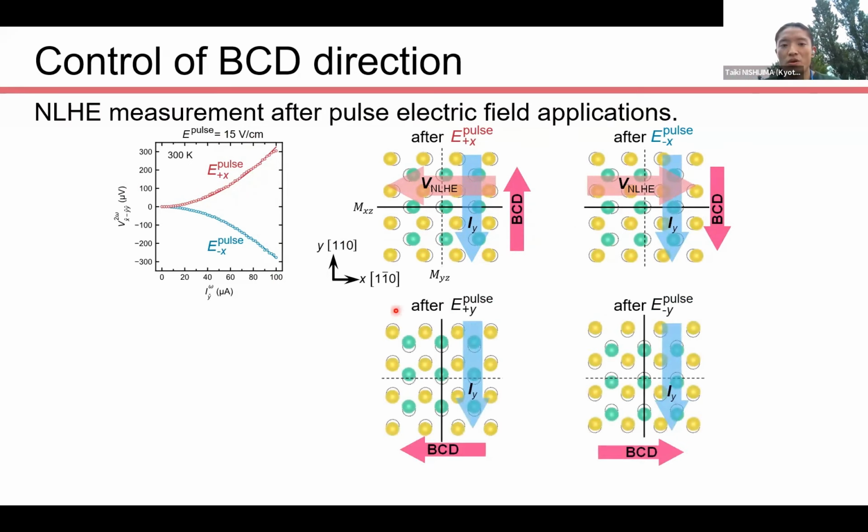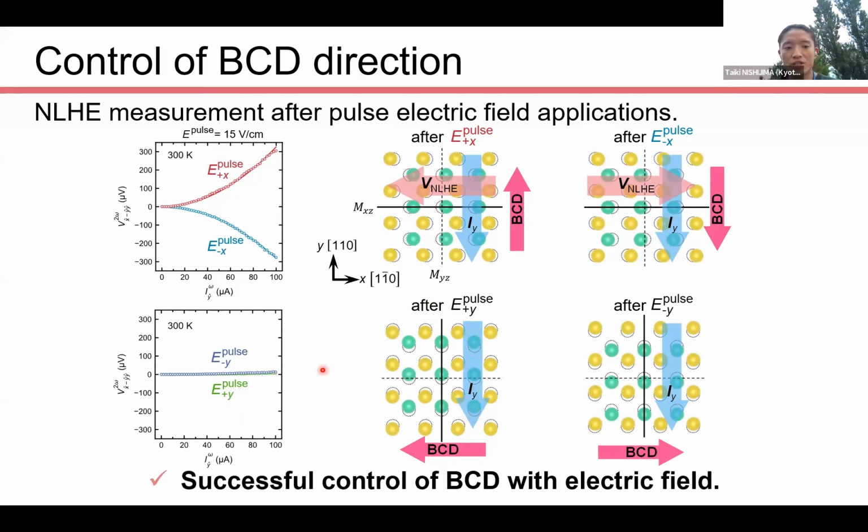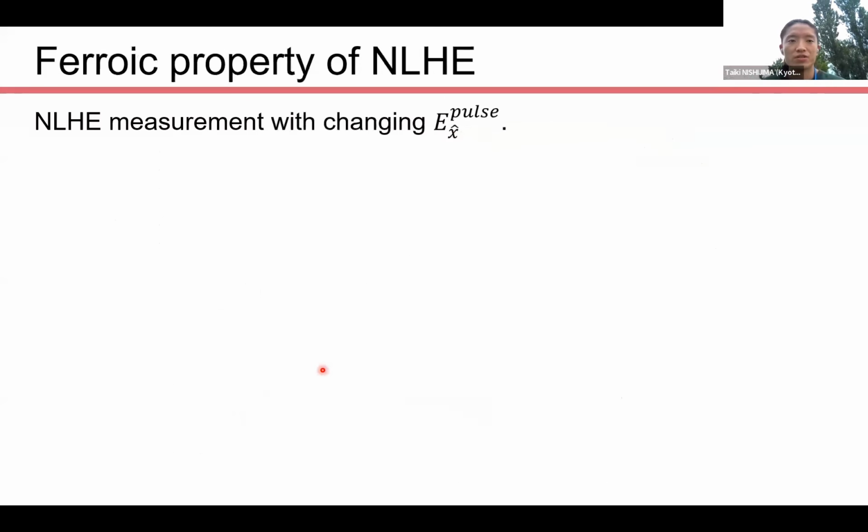So what happens when we apply pulse electric field along y direction? In this case, ferroelectric distortion takes place along y direction, so Berry curvature dipole is in x direction. But applied electric field is in y direction, so that their cross product is zero, so there's no nonlinear Hall voltage. So we successfully controlled Berry curvature dipole by pulse electric field.